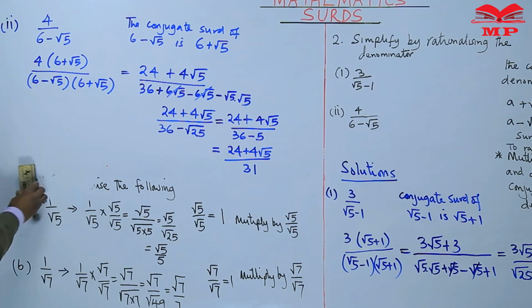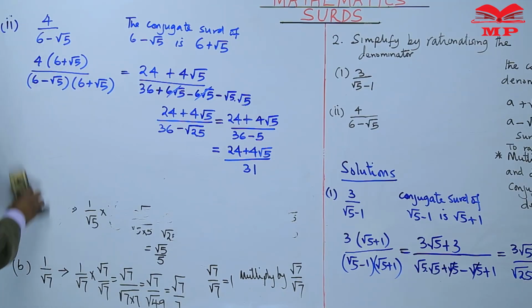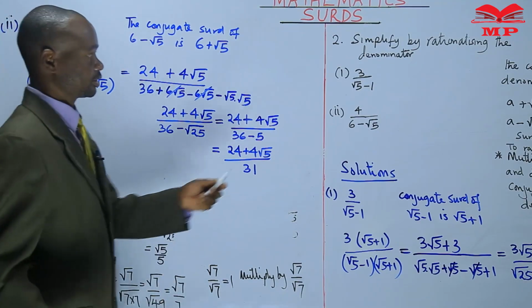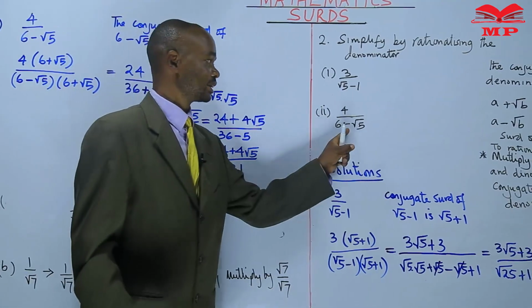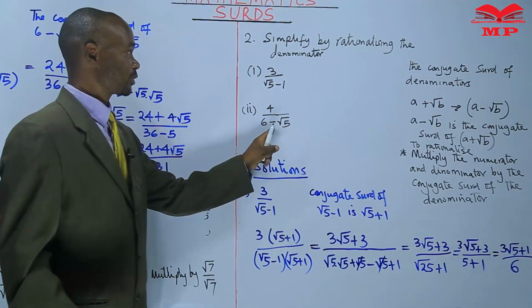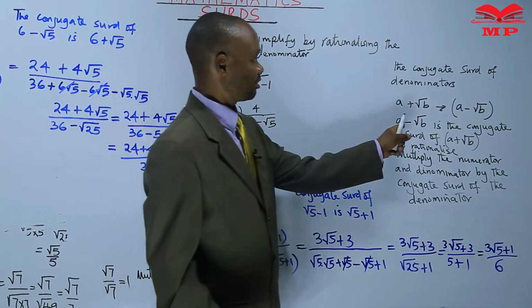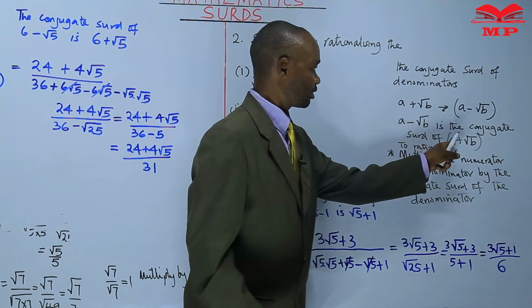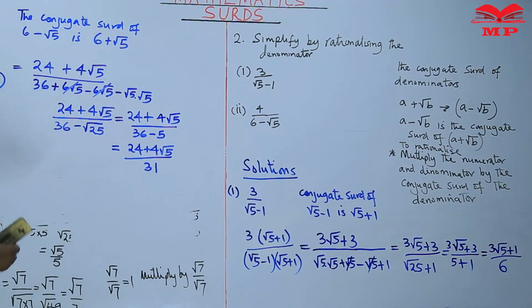So having done that, it will be time for an assignment. But before I go to the assignment, know what a conjugate surd looks like. The sign changes. If it was positive, it becomes negative. A minus square root of B is the conjugate surd of A plus square root of B.